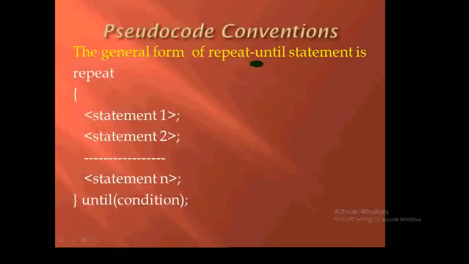The general form of the repeat statement is the following. The for statement and the while statement are called entry control loops. Why? Because the condition is checked first. If the condition is true, we will enter into the body of the loop. But the repeat until statement is an exit control loop. We will execute the body of the loop once and then check the condition to repeat the loop or not.